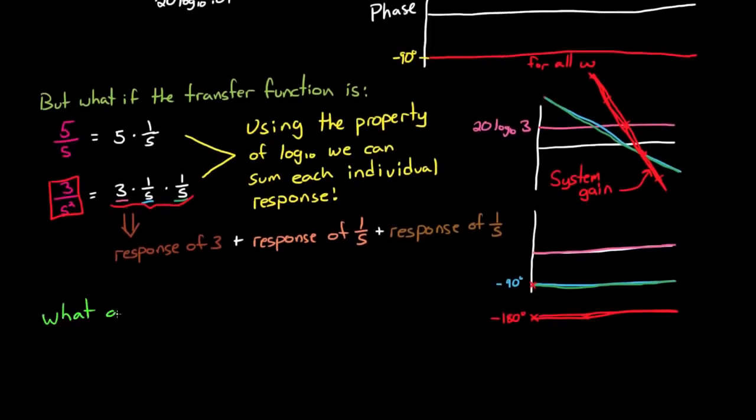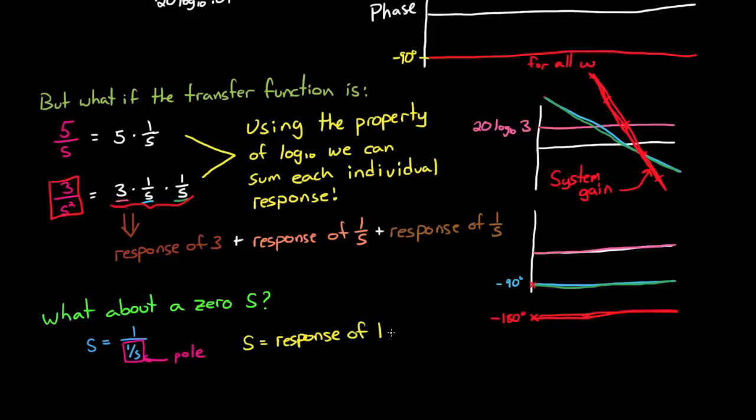So I've spent this whole time talking about a pole, but what about a 0 at the origin? How can we solve for that? Well, luckily we don't have to go through all this math again. We can use the properties of logarithms again and say that s is just equal to 1 divided by 1 over s, and 1 over s is a pole. So now we can state that the frequency response for s is just the frequency response of gain 1 minus the frequency response of a pole.